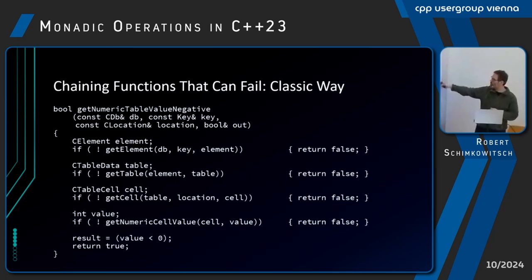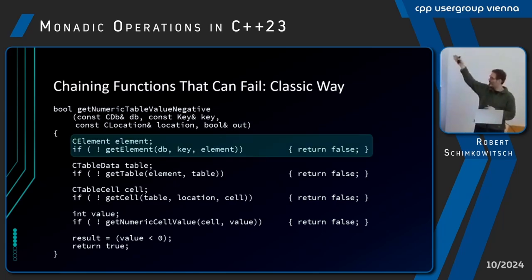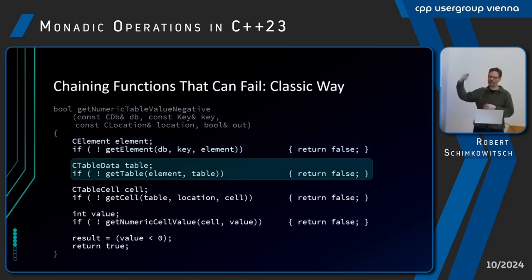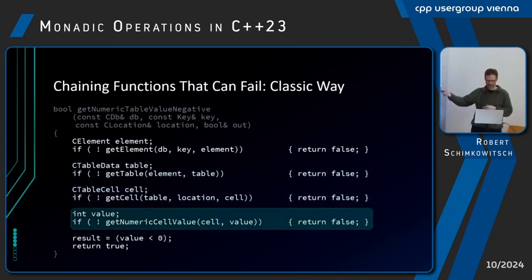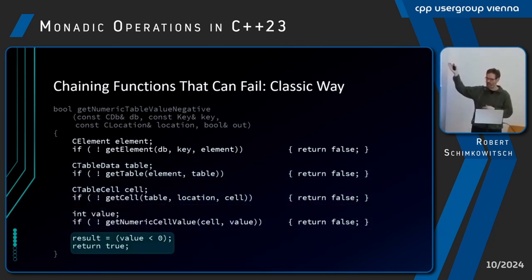And now this is the code. Who has a flashback here? Yeah, we have seen this code before. So let's take a look. We create an element on the stack. We call getElement. It will fill the element if possible. If not, it will return false, and we ourselves return false. And then we repeat and repeat and repeat. And finally, we can check if the value is negative and return true. Success. Yeah!